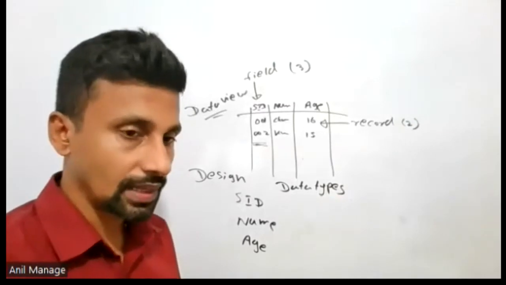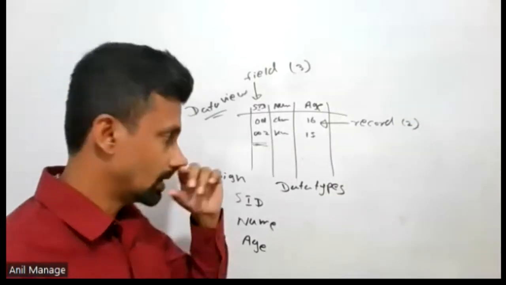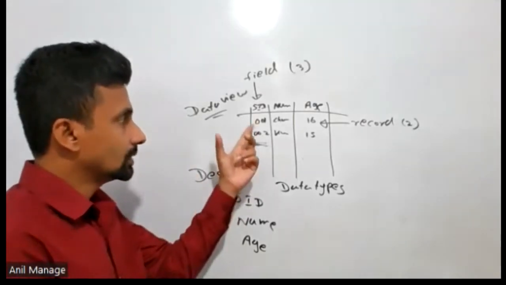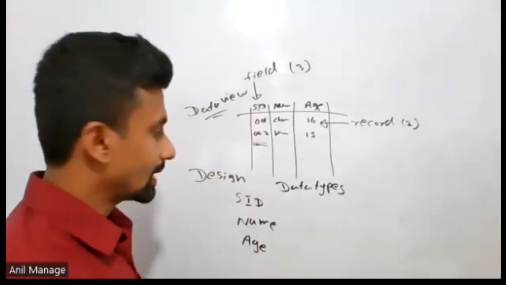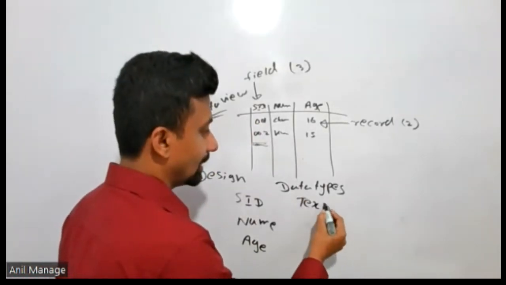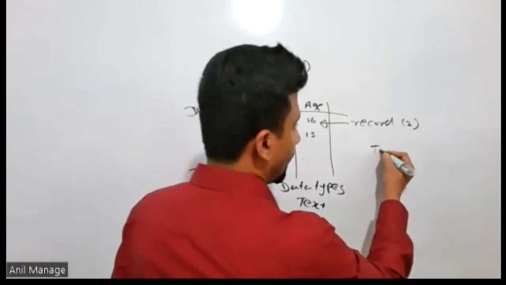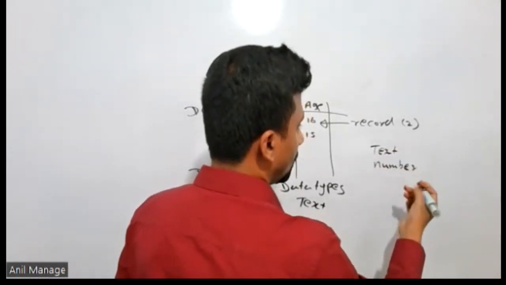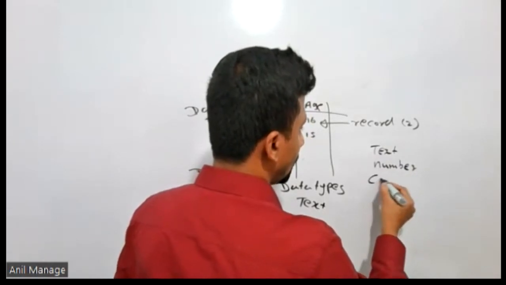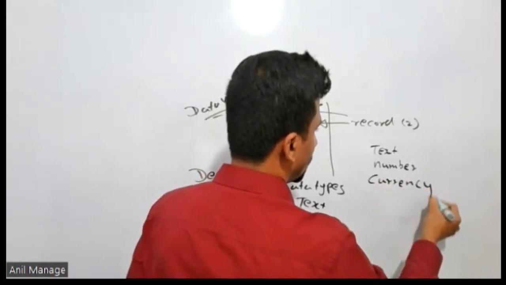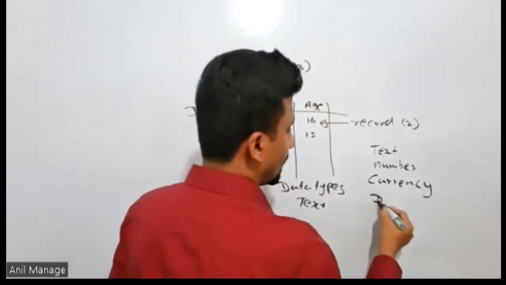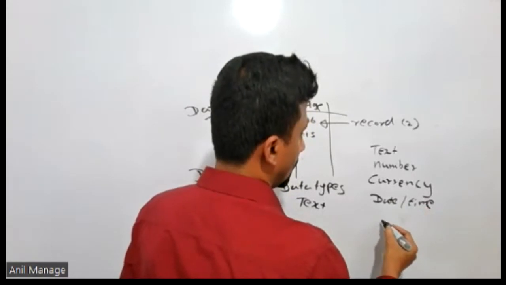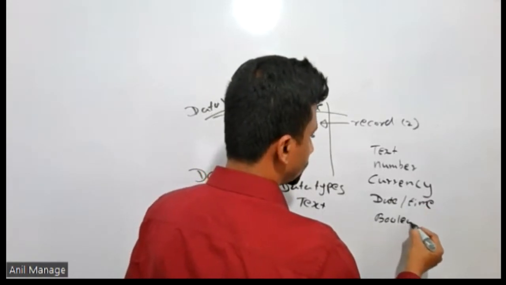I remember in the past term test, you got these data types and all. For SID, when you take SID 001, 002, you can take these as text. There are different data types, I will tell you that. You have text data type, then you have number, the numeric data type, then you have currency, then you have date and time, then you have Boolean or yes/no.